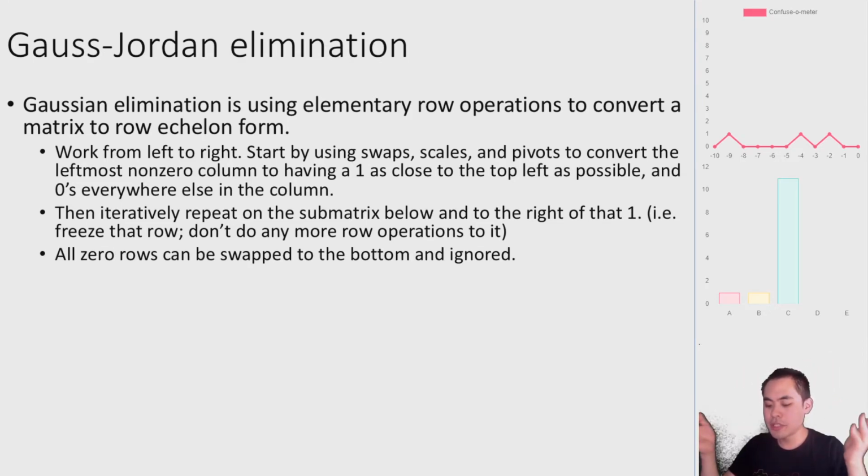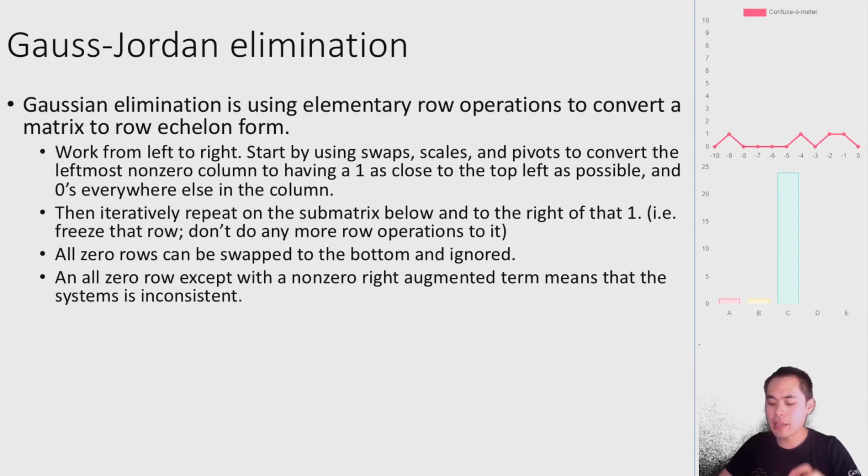Then all 0 rows can be swapped to the bottom and ignored. Note that an all 0 row, except with a non-zero right augmented term, a term to the far right, means that the system is inconsistent, because then you're basically saying 0 is equal to 1, which is not true.